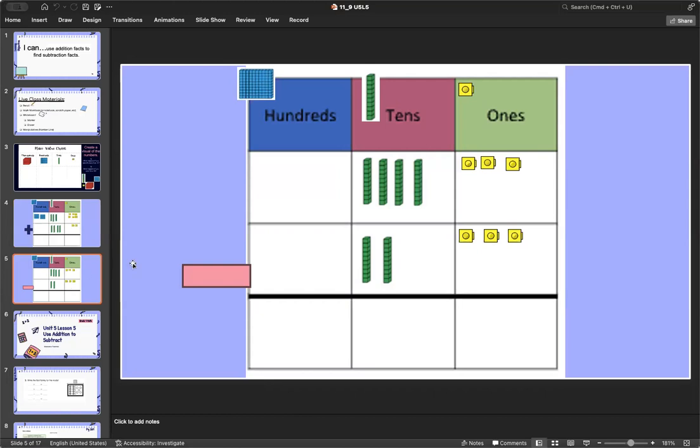Next one, you're in the hundreds charts with subtraction. Please subtract the first number on top from the second number on the bottom. Pause, work with your learning coach.